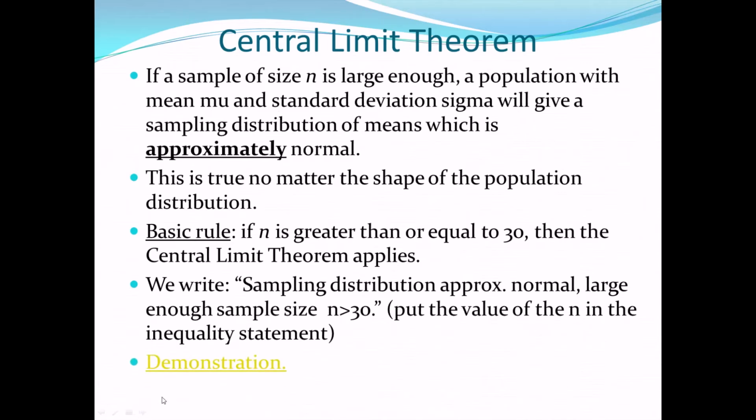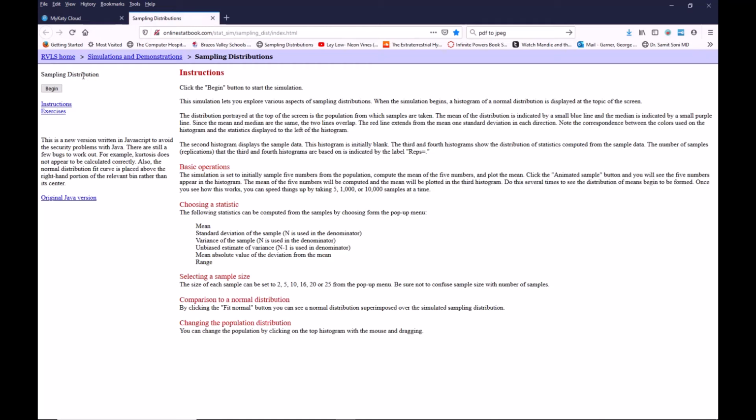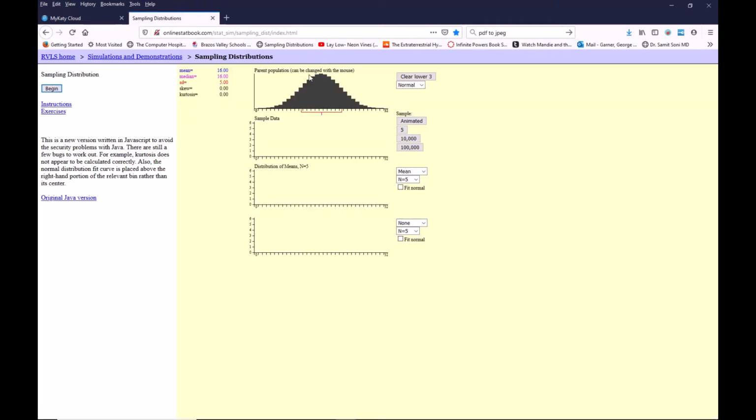All right, here's the demo. Love the demo. This is up online. You click that and just go here to begin. Now, what you see here is a normally distributed population. I know it's all jaggedy, but that's just the graphics.